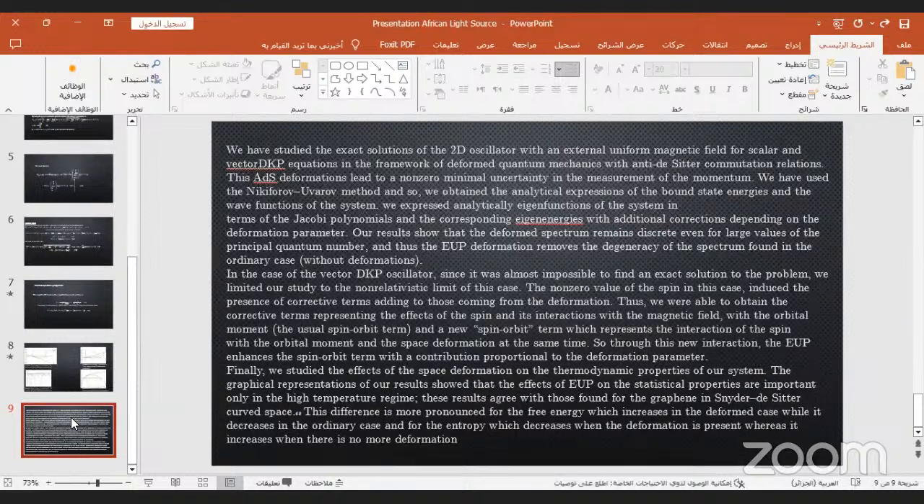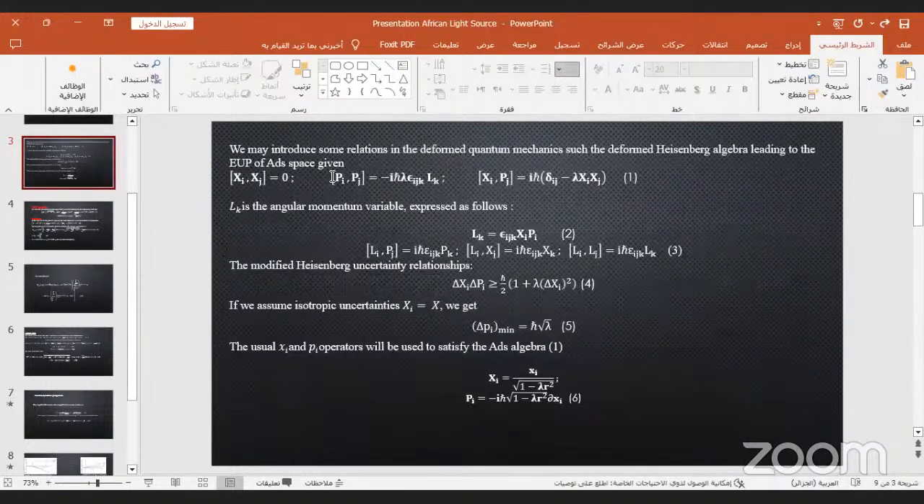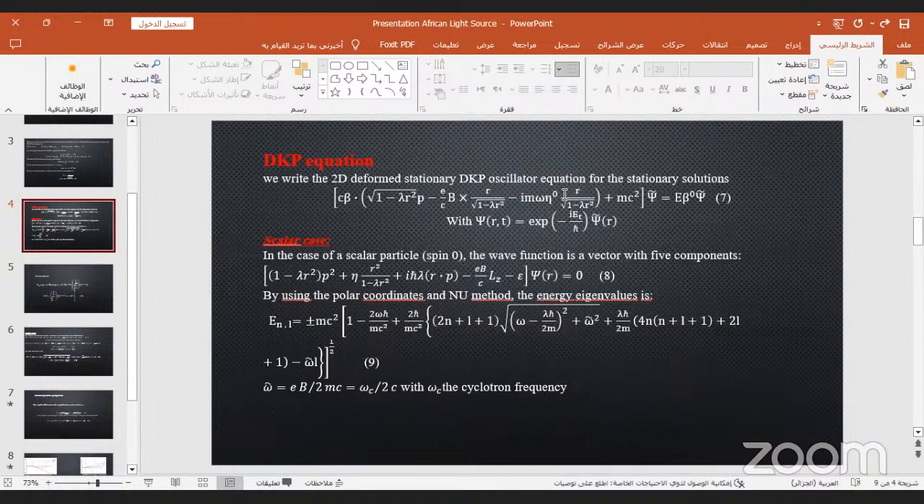Is there a triplet repulsion term, like a spin repulsion term, in the Hamiltonian? I didn't see that in the first equations. In the first equation here, the Hamiltonian of the DKP equation, where's the exchange type term?